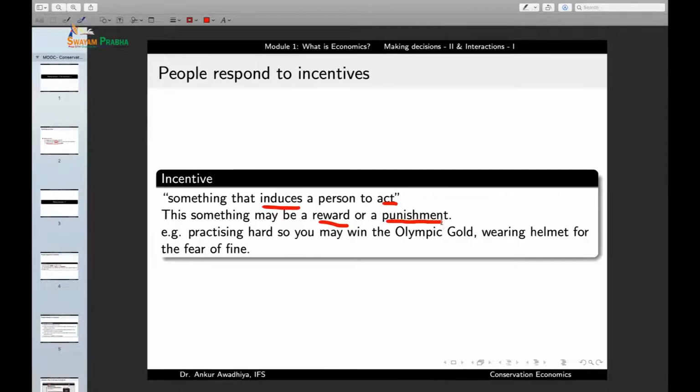And other examples are practicing hard so that you may win the Olympic gold medal. So the incentive here is the Olympic gold medal. And to get to that incentive or to get to that reward, you are trying to practice more and more. So that is an incentive. Wearing a helmet for the fear of a fine. So here the fine is an incentive to induce people to act in terms of wearing the helmet. So incentive is something that induces a person to act.